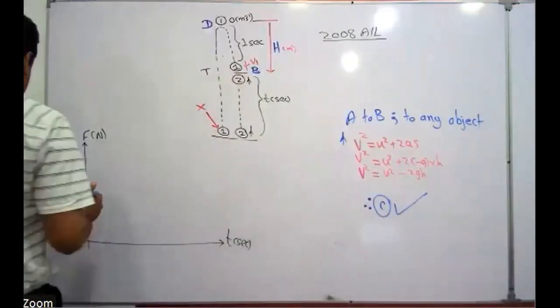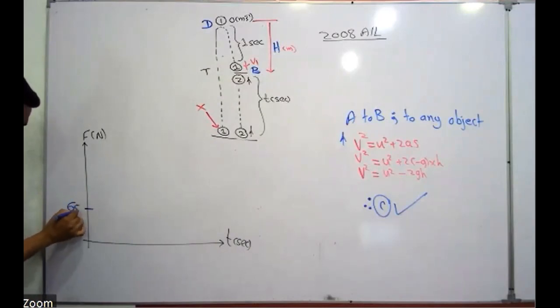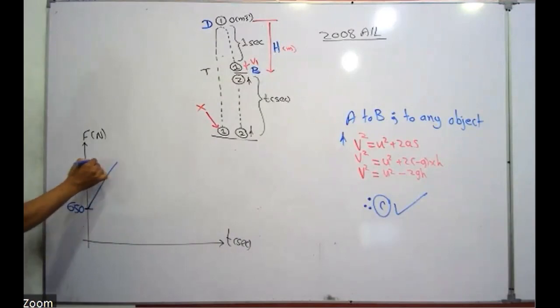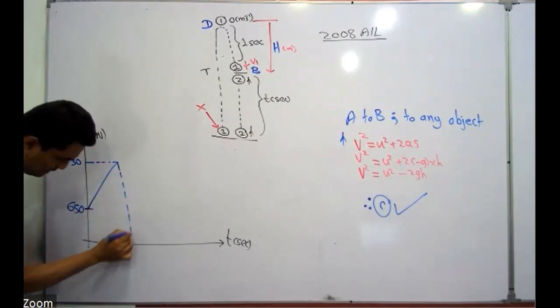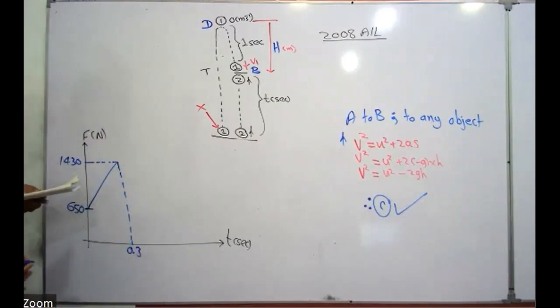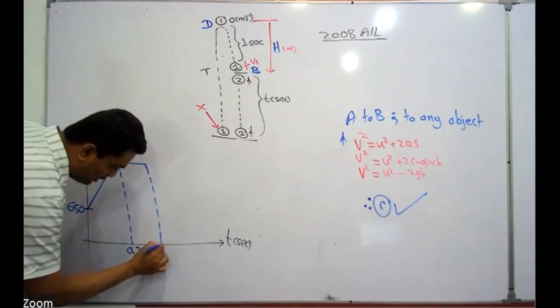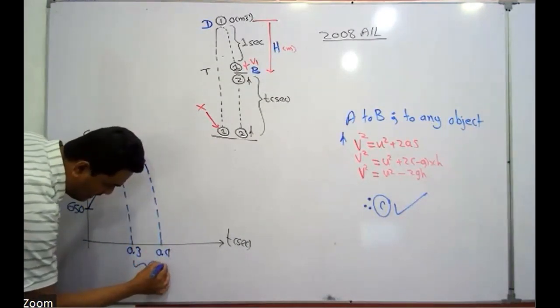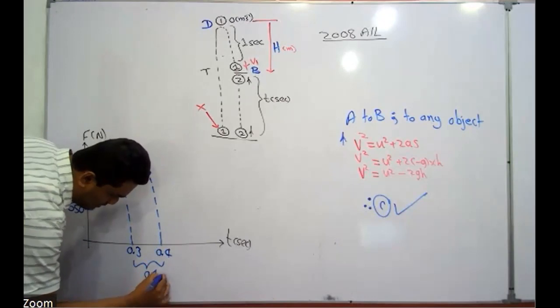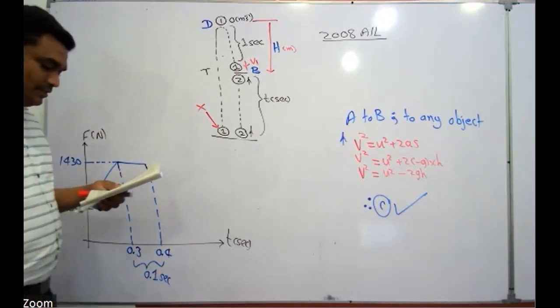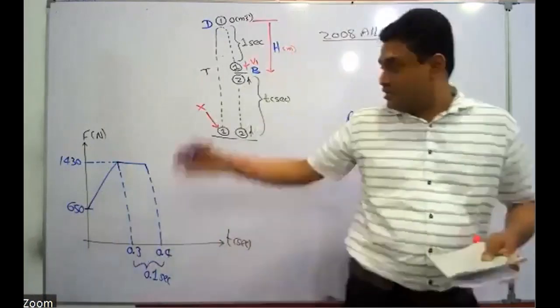The force increases from 650 Newton to 1430 Newton. Time taken for this is 0.3 seconds. And a constant force of 1430 is given for a period of 0.1 second. So this gap is 0.1 seconds and the man leaves the ground. That's it. Draw the graph.